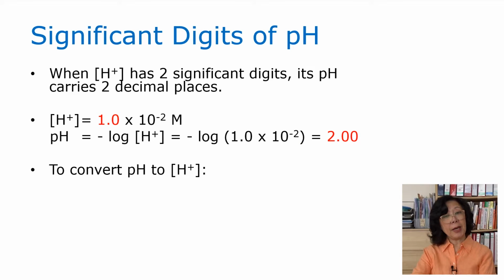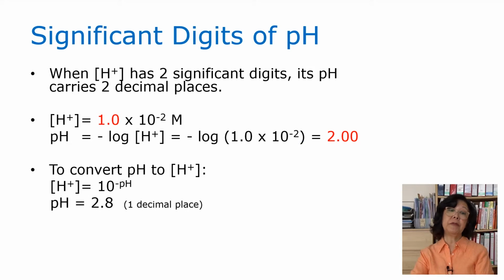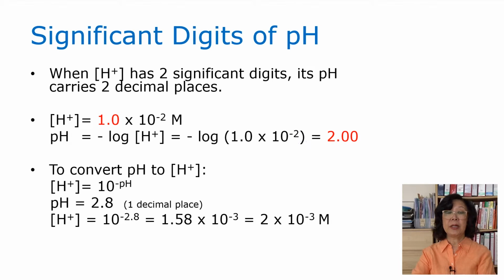To convert pH into hydrogen ion, we take 10 to the negative pH. So if you have a pH of 2.8, which has 1 decimal place, then the hydrogen ion concentration is 10 to the negative 2.8, all with 1 sig-fig, 2 times 10 to the minus 3 molar.